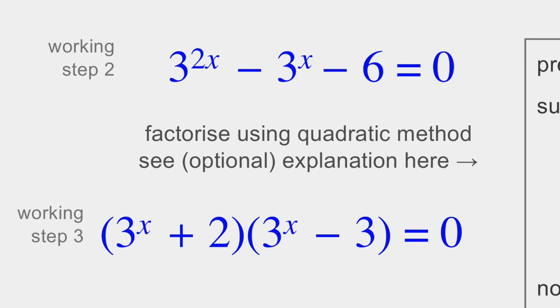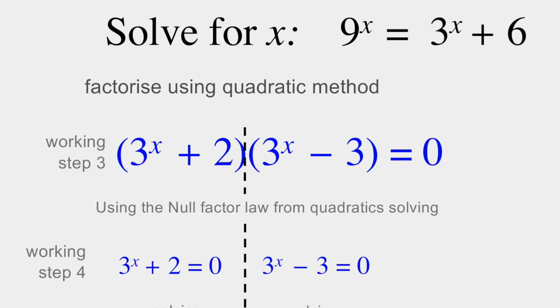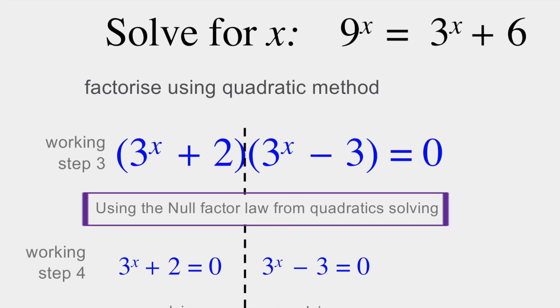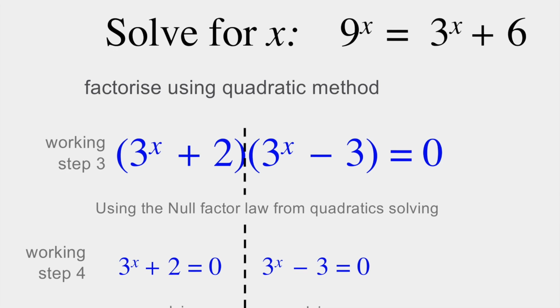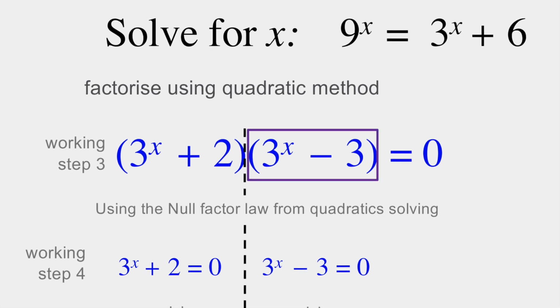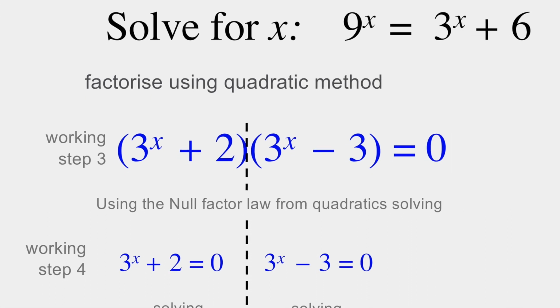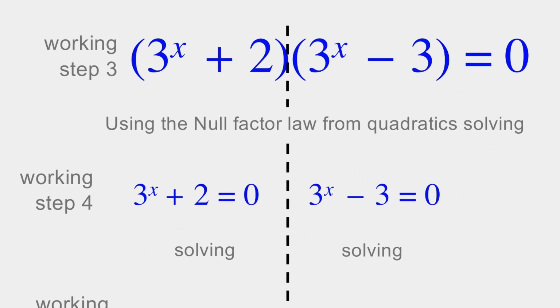We factorize the equation. So what happens in the next step, we're going to use the null factor law so that we essentially solve those 2 brackets separately. And that is what the null factor law is all about, because either that first bracket must equal 0 or the contents of the second bracket must equal 0. And so we're going to be solving them separately, because that's the only way you could get a product of 0. So we set up our working step 4.